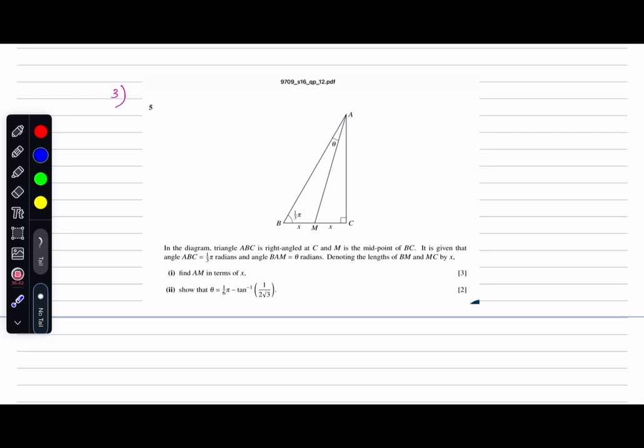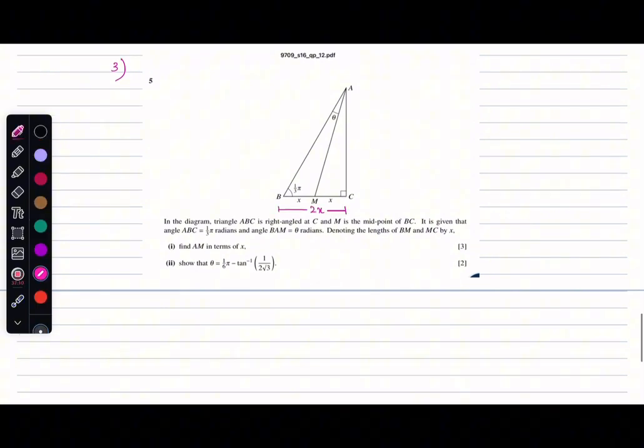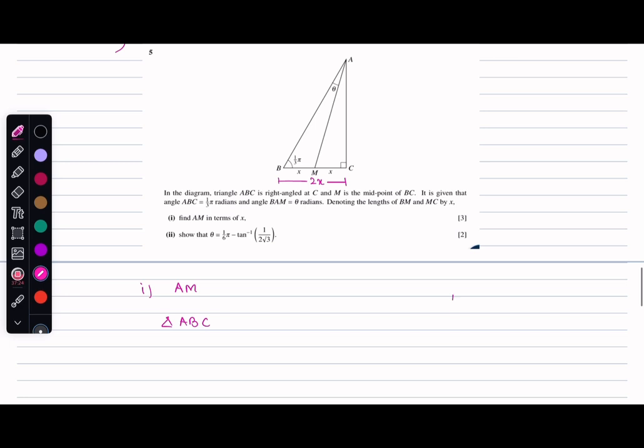To solve part 1, we are supposed to get AM. So this question will be done in 2 steps. First, we will be considering the triangle ABC. If I just sketch it roughly, A, B, and then C, it's a right angle triangle at C. The angle at B will remain the same, pi by 3, and we have the length of BC, which equals 2x.